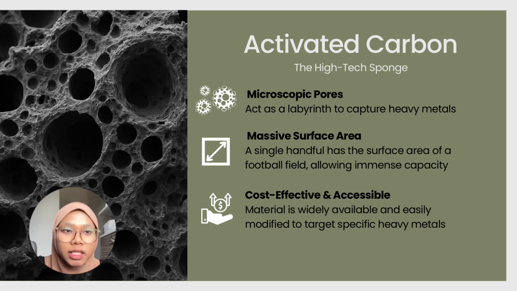Activated carbon is often called a high-tech sponge because it has millions of microscopic pores on its surface. These tiny pores create an extremely large surface area for capturing pollution. In fact, a small amount of activated carbon can have a surface area comparable to a football field. These pores act like a maze that traps heavy metal ions such as lead, chromium, and zinc from wastewater. As the contaminated water flows through the adsorption column, the pollutants come into contact with the activated carbon surface and become attached to it.